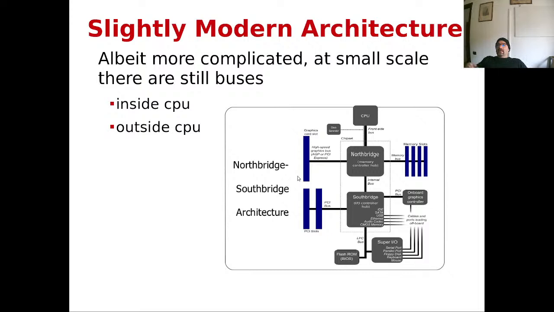Nowadays, the North Bridge is typically, or was typically, responsible for the high-speed operations, while we have a South Bridge, which is a slower chip, which is in charge of dealing with the less fast peripherals.